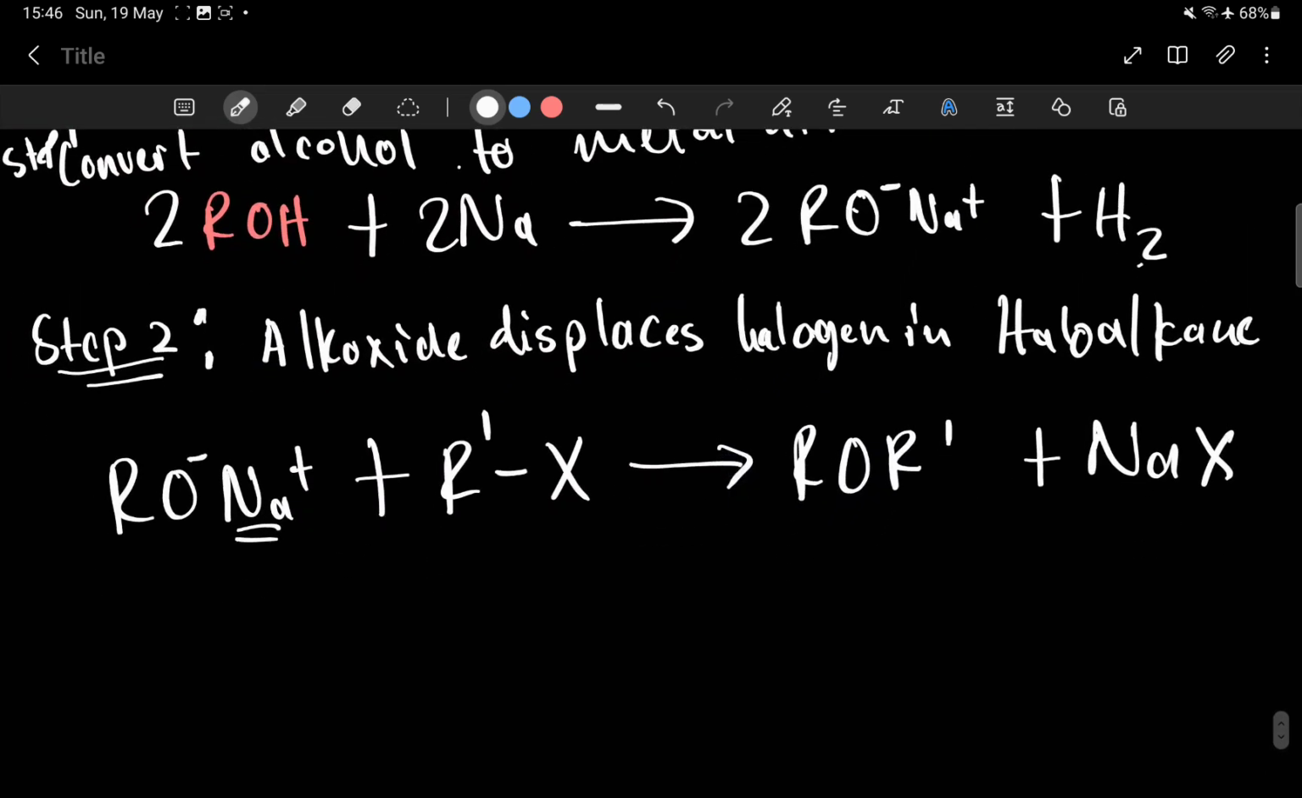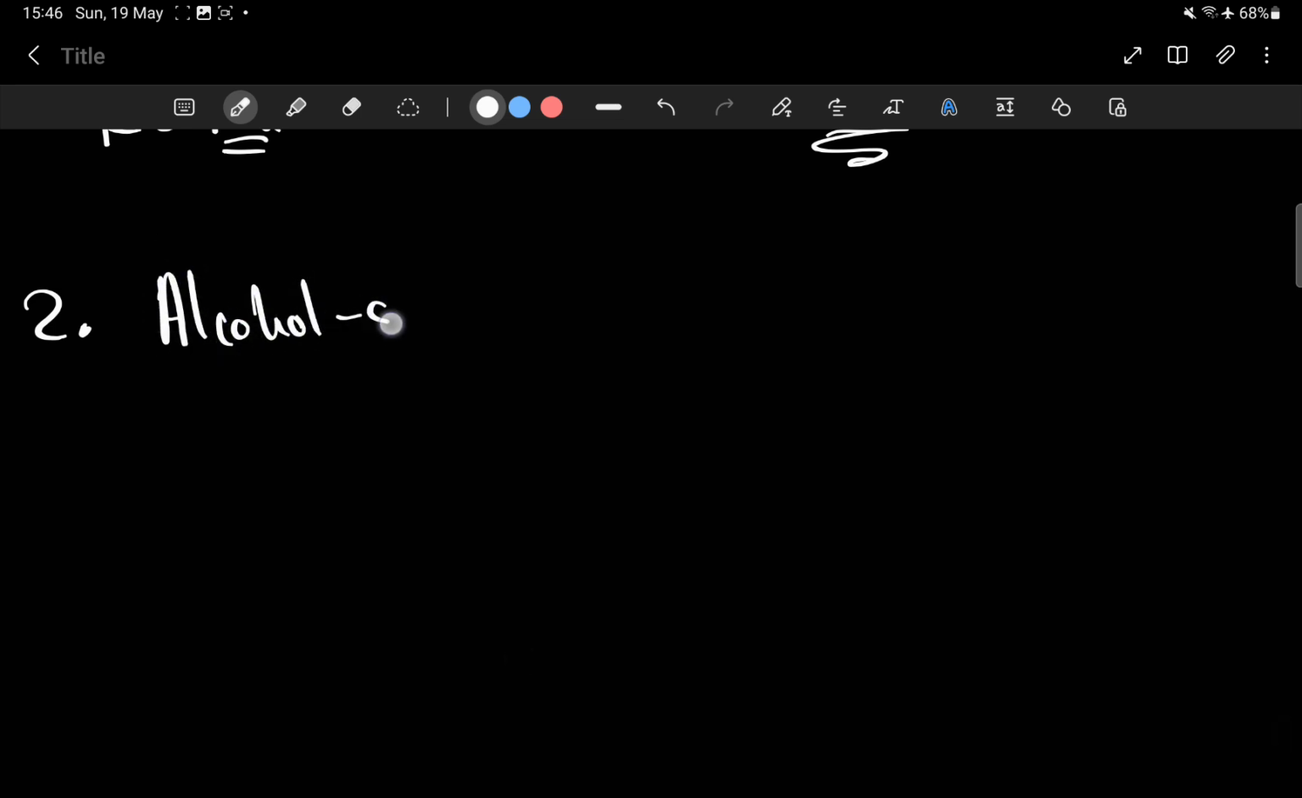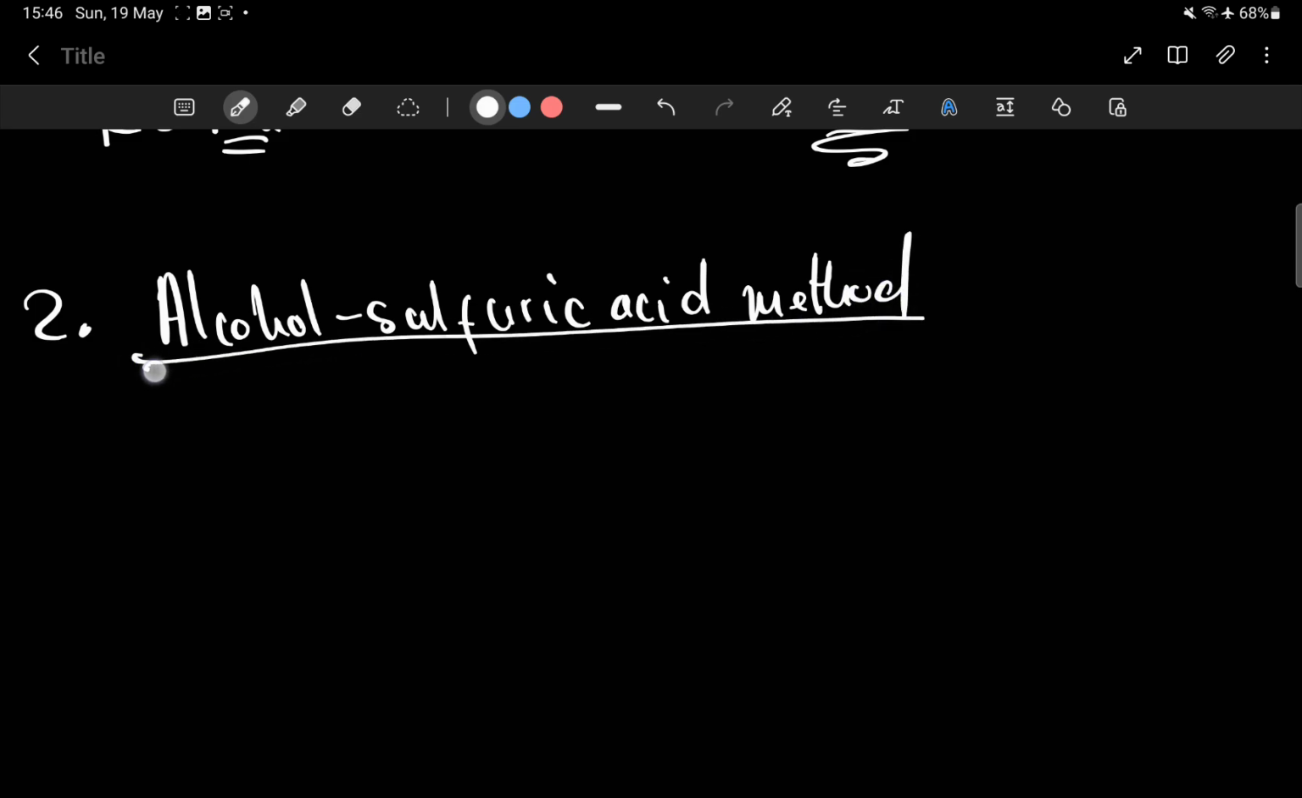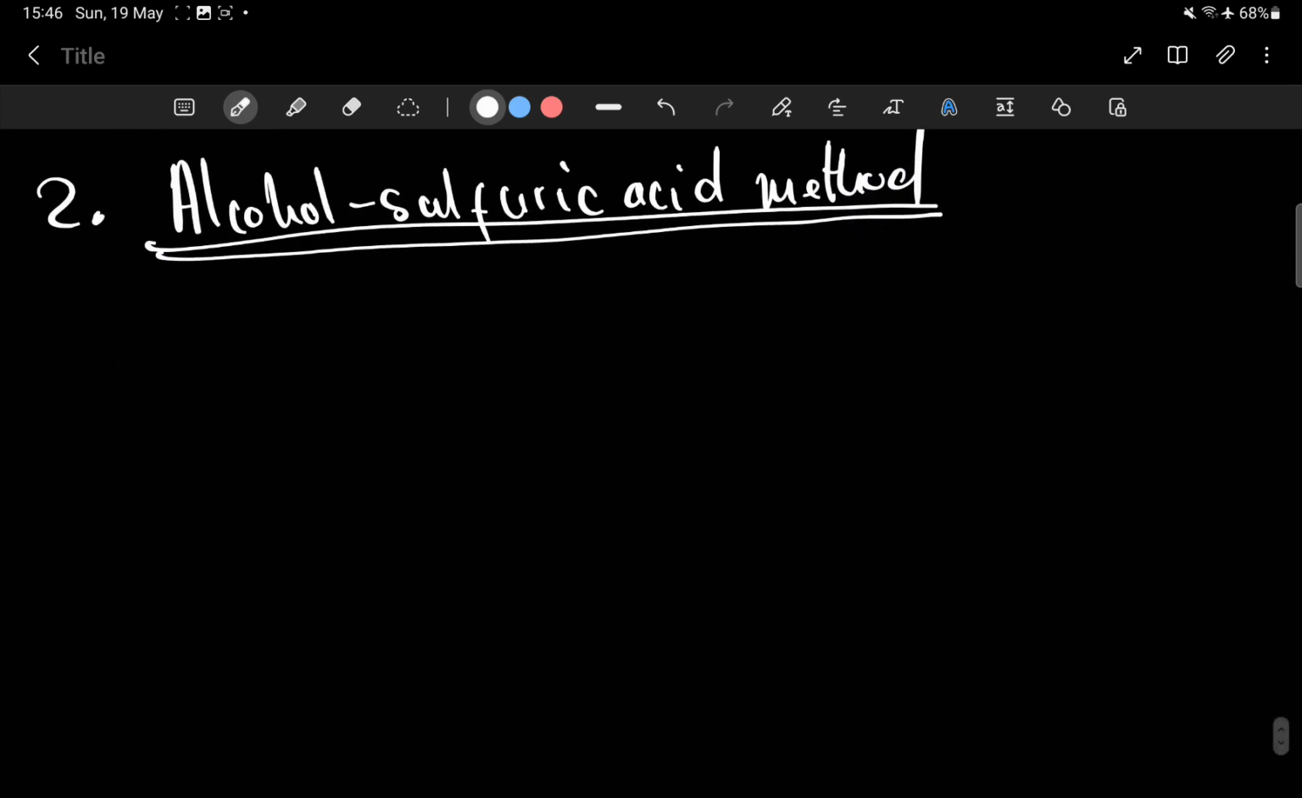That's your Williamson synthesis. You just take an alcohol, a primary alcohol, react it with a metal, you get a salt. Then you take that salt, react it with a haloalkane, then you get your ether. That is going to be your Williamson synthesis. The other way, so way number 2 of preparing it, is what we call the alcohol sulfuric acid method. We use an alcohol again to make our ether. So we are going to use an alcohol again. And what are we going to have?